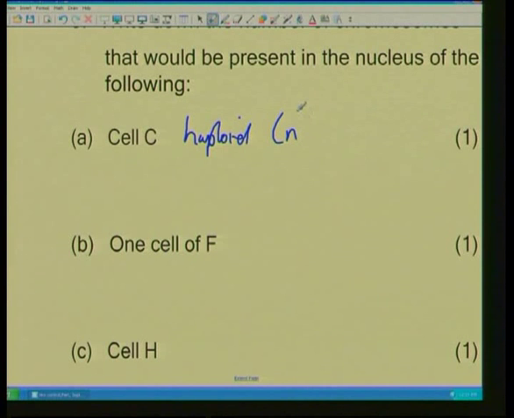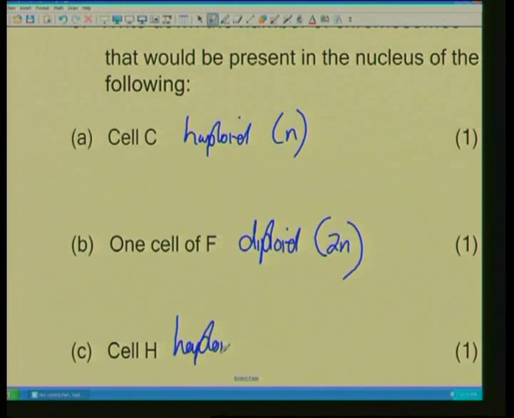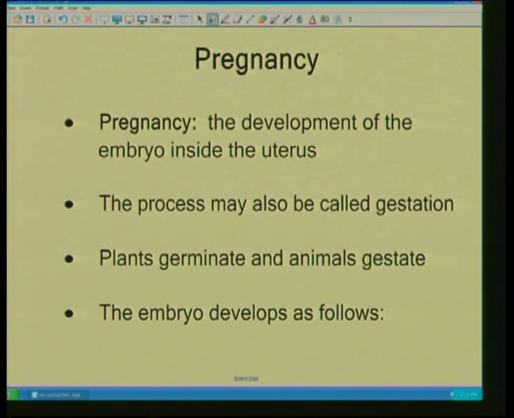Okay, it would be N, and this would be diploid. It would be 2N, and haploid 1N. Okay.